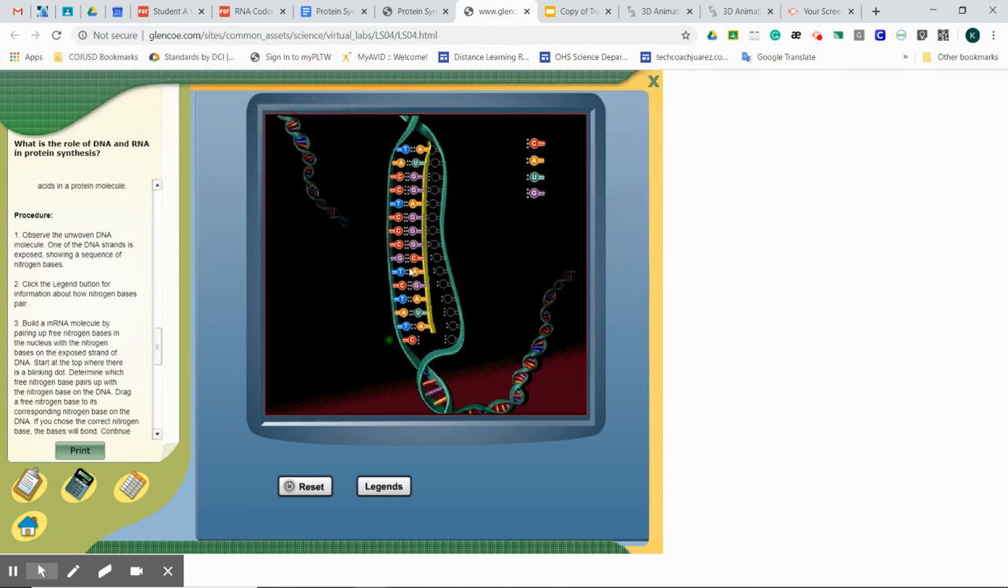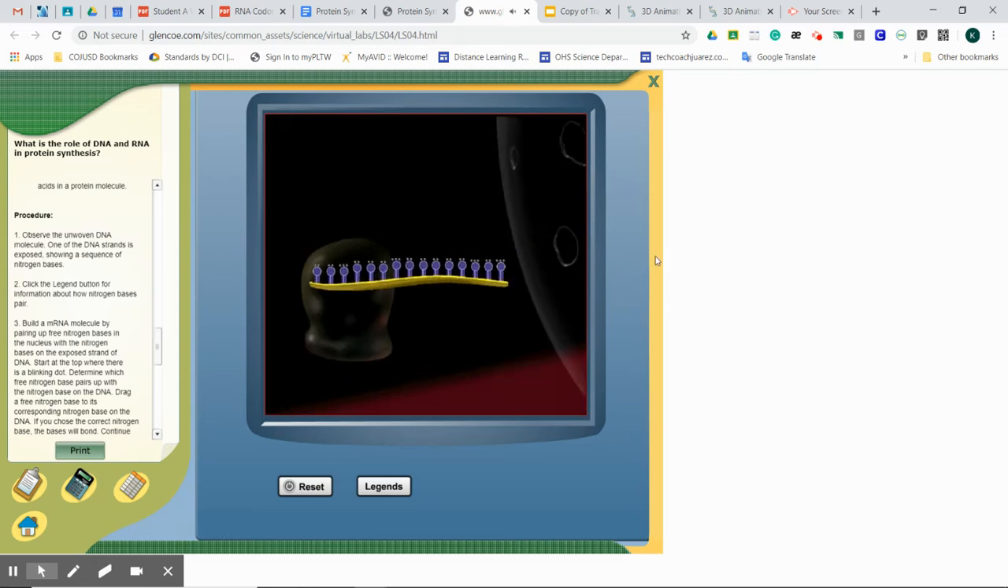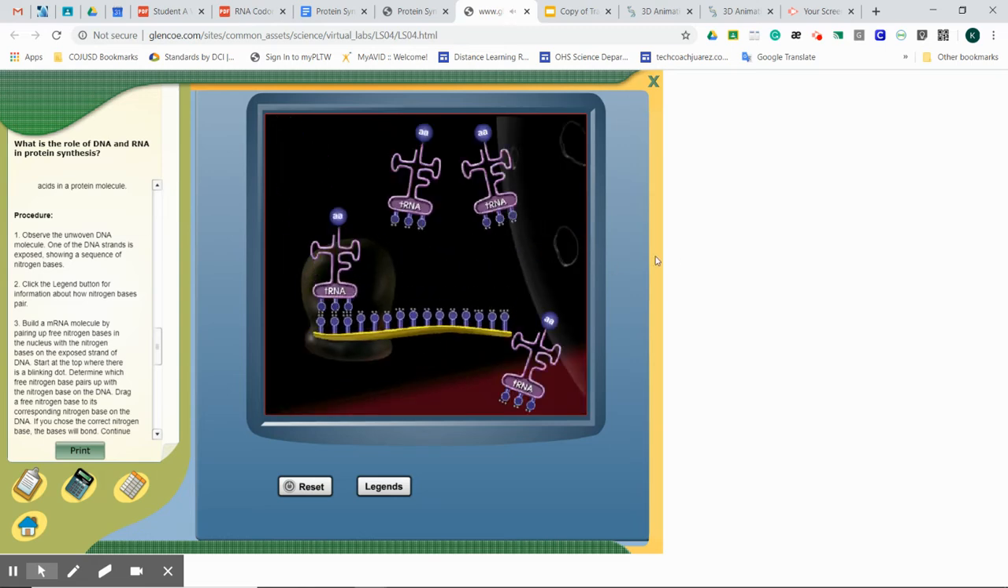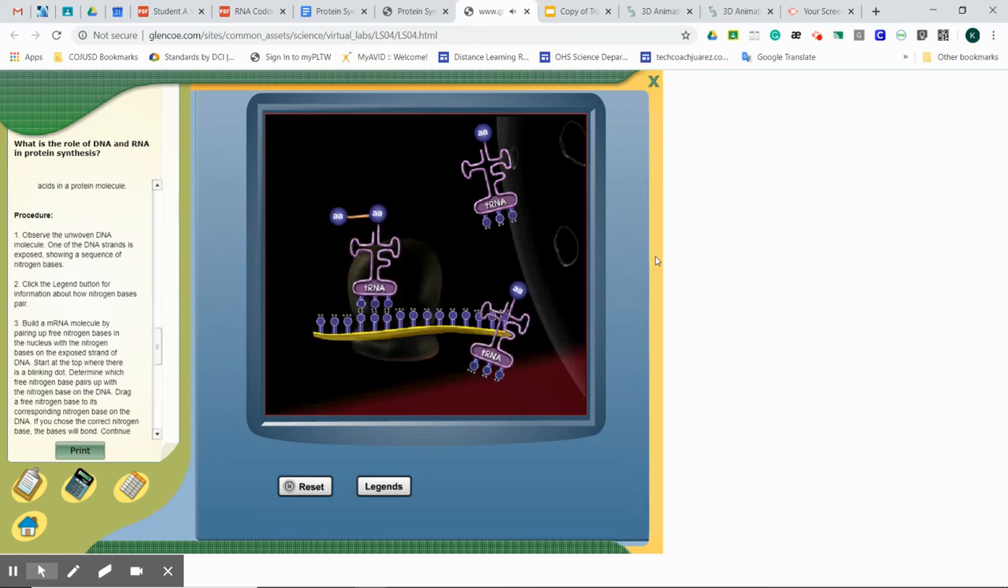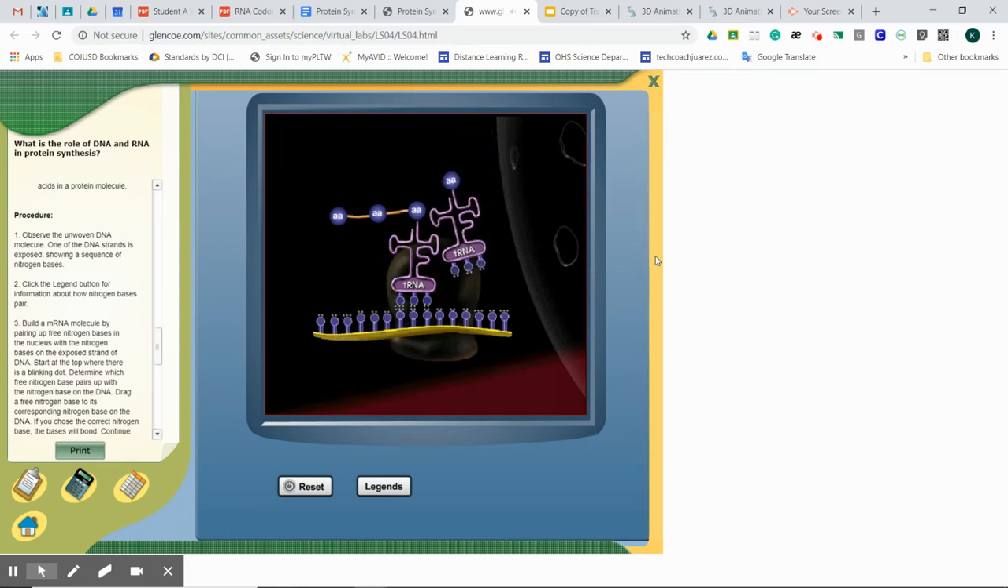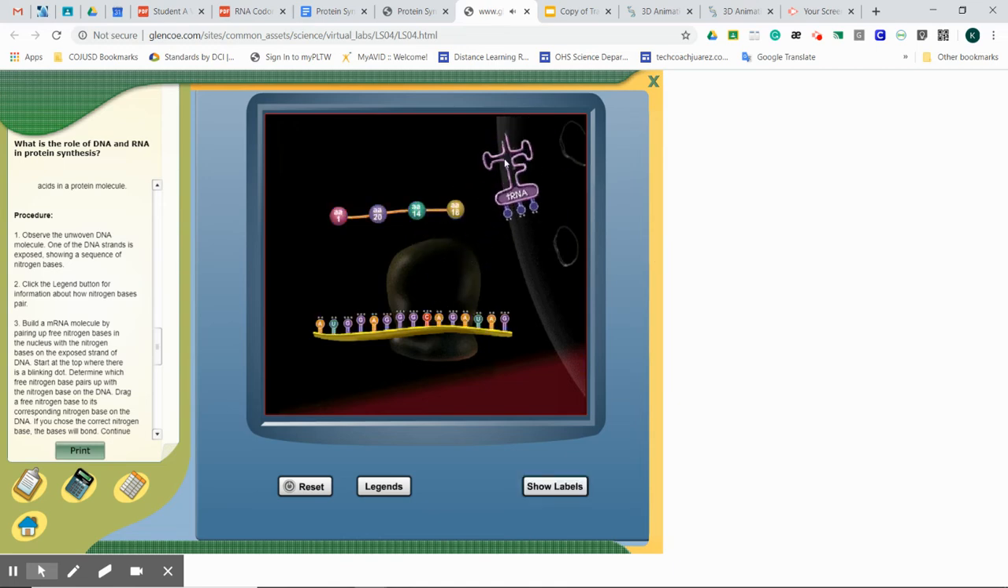Alrighty guys, so now you have most of your strands synthesized, so pay careful attention when you bring in your last base. You're going to be shown the simulation of what happens as protein synthesis is carried out. Pay careful attention, please. Now, figure out the codes.